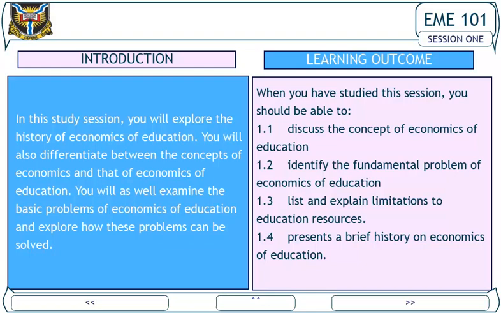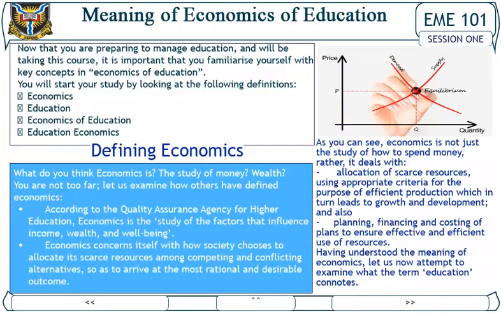Learning outcomes. When you have studied this session, you should be able to: 1. Discuss the concept of economics of education. 2. Identify the fundamental problem of economics of education. 3. List and explain limitations to education resources. 4. Present a brief history on economics of education.